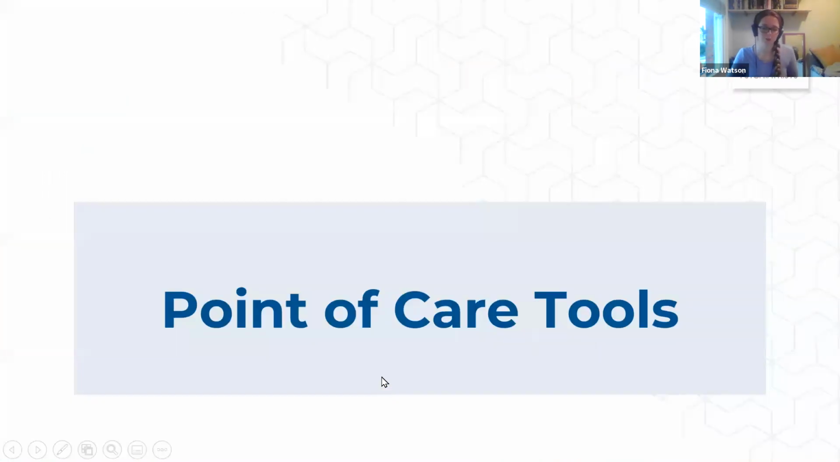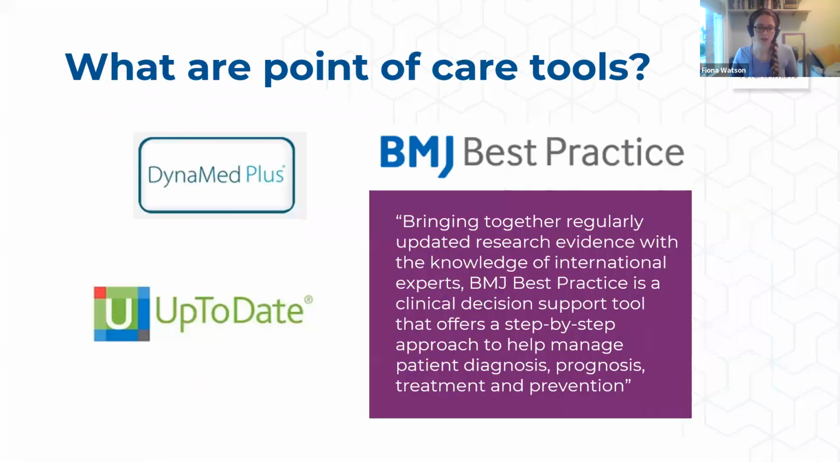Point of care tools. So these are also known as clinical decision-making tools, and they're really increasing in popularity. So here's some examples. You've probably heard of some of them, if not all of them. So DynaMed, UpToDate, and BMJ Best Practice are the top ones. The NHS has bought BMJ Best Practice for all staff now, so you can access it. And if you're accessing it from an NHS terminal, you probably won't even have to log in, which is great.